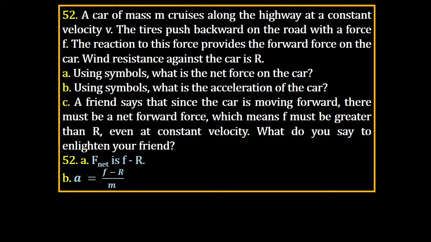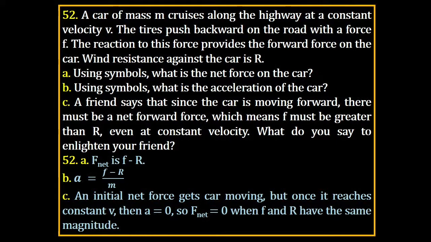A friend says that since the car is moving forward, there must be a net forward force. I'm going to stop it there, because it's a constant velocity, so there can't be. If it's going at constant velocity, then F and R have to cancel. An initial net force gets the car moving, but once it reaches a constant velocity, A equals zero, so F net equals zero when F and R have the same magnitude and opposite directions.